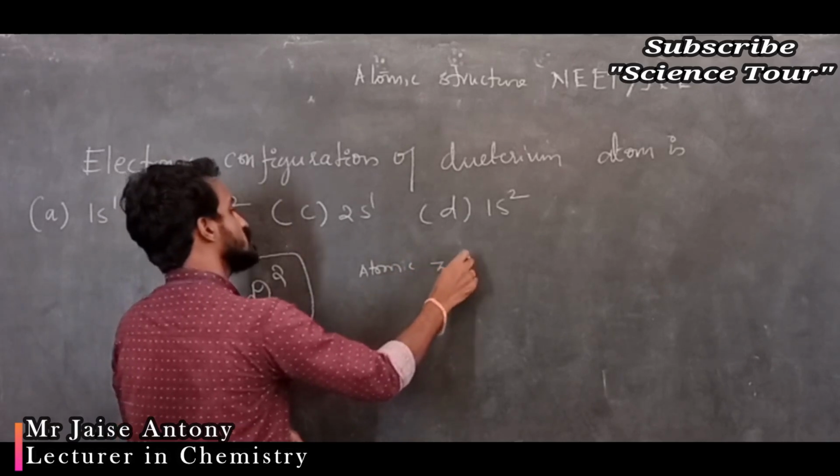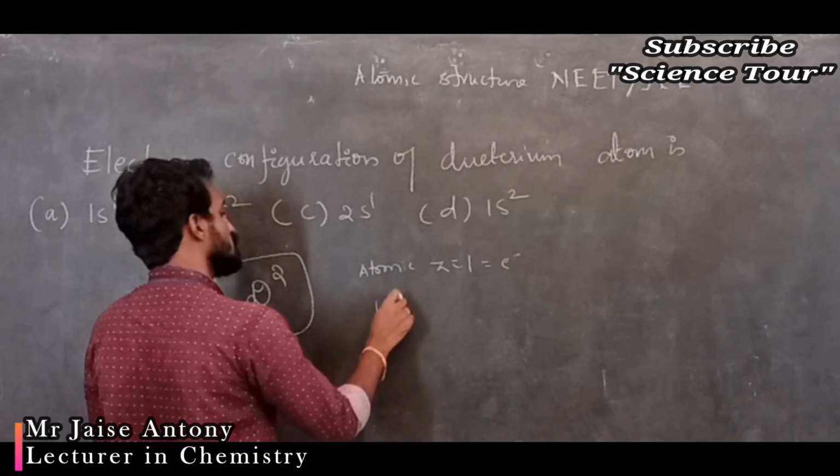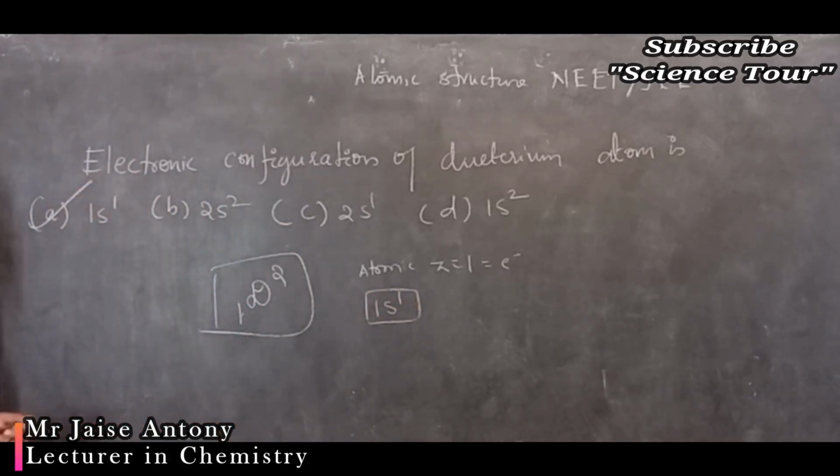Z is 1. That is nothing but the electron number. So electronic configuration means 1s1. So the correct answer is 1s1.